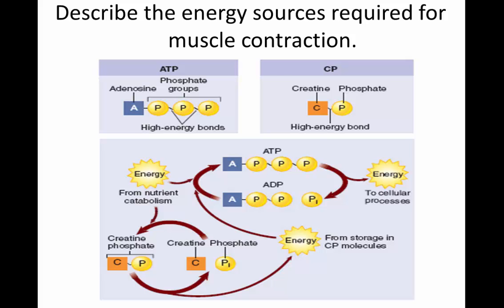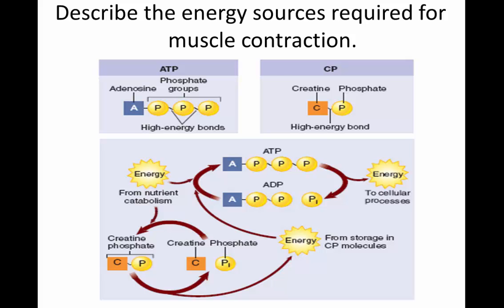So release the energy from that high energy bond between the creatine and the phosphate. And then we can use that energy to reform ATP out of ADP. And this is one way that our muscles can make energy very quickly.